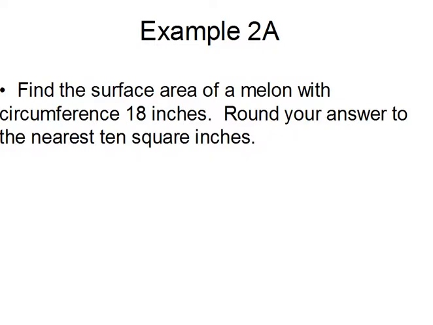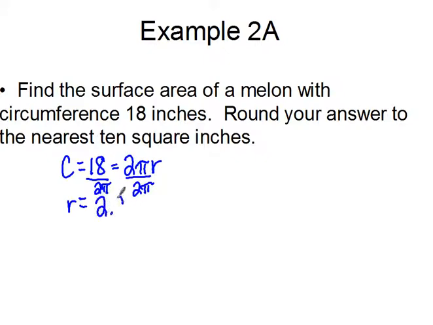All right. A melon. This melon has a circumference of 18 inches. So that's 2 pi r. If we work backwards, we would have to divide by 2 pi to get the radius, right? So radius equals 18 divided by 2 pi. That gives me 2.9 inches for the radius of this melon. Not a very big melon, probably like a cantaloupe.